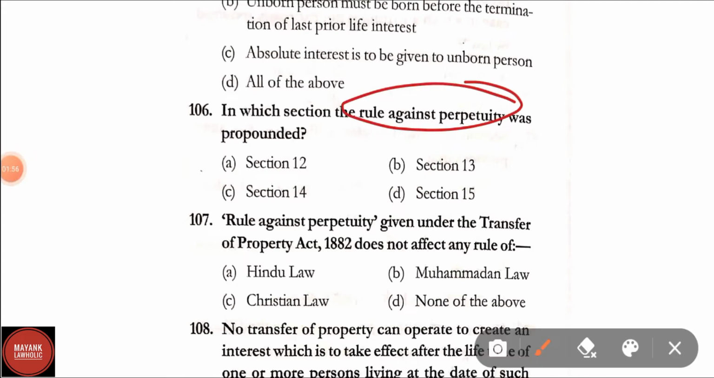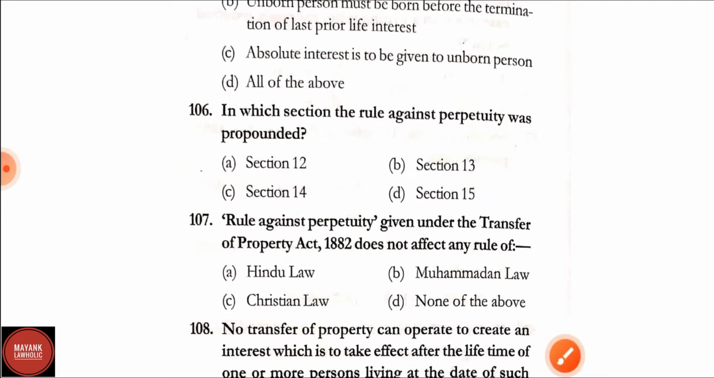Options are section 12, section 13, section 14, section 15. Correct answer is section 14. In section 14, the rule against perpetuity is propounded.